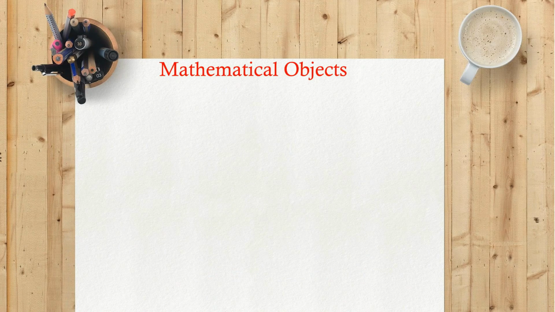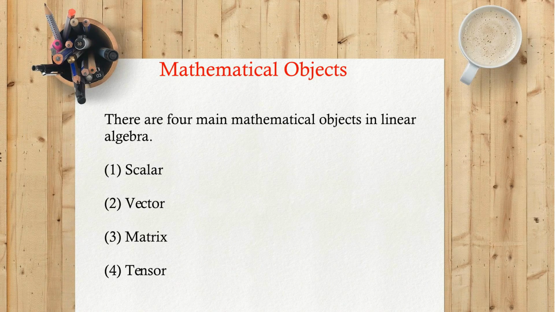Mathematical objects. There are four main mathematical objects in linear algebra: 1. Scalar. 2. Vector. 3. Matrix. 4. Tensor.